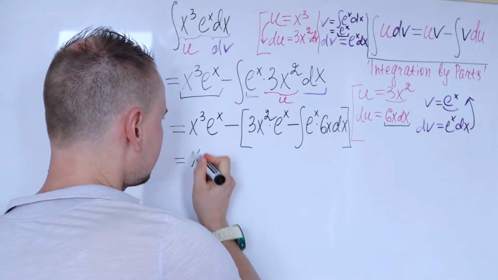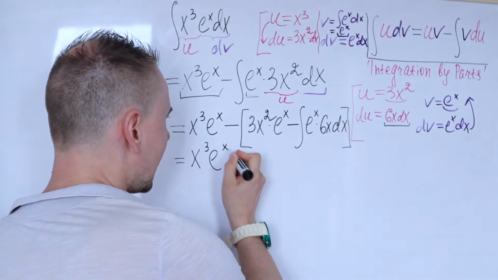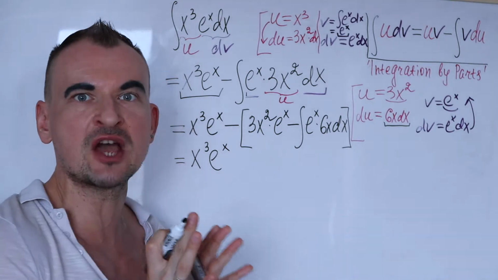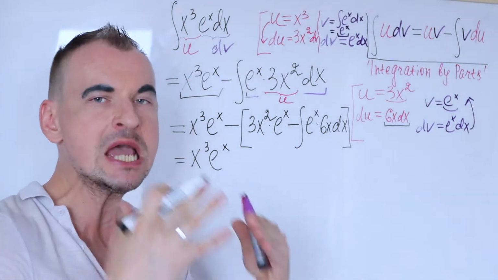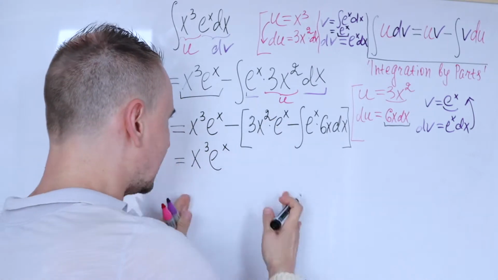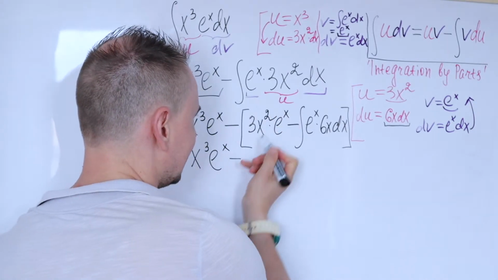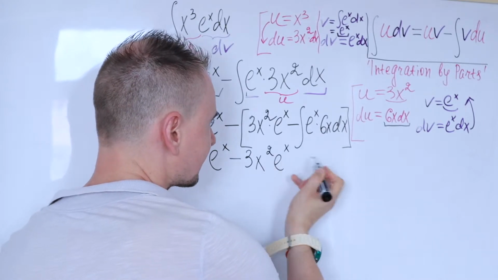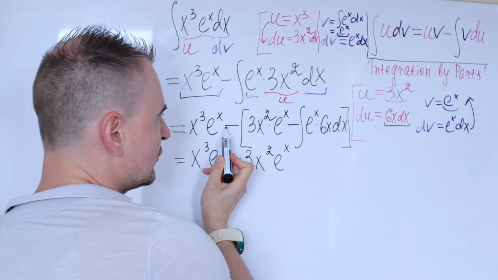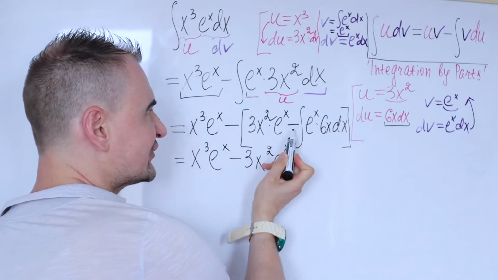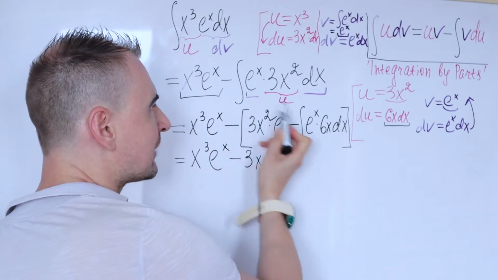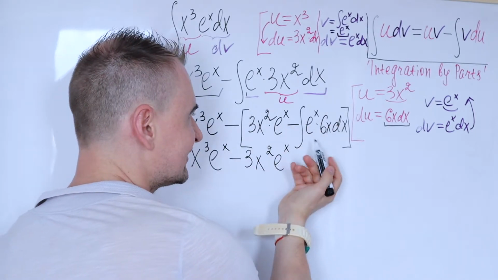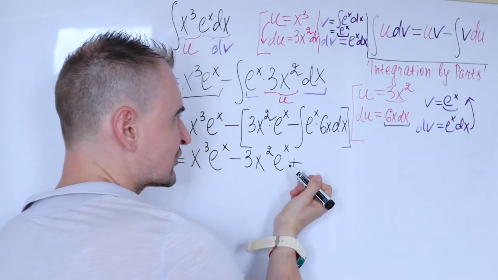So again, at this point, these two pieces are already a part of your solution. So carry it on, just drop it down. So minus 3x squared e to the x. And since you have a negative in front of the parentheses, this negative applies and distributes to both terms inside. So this integral becomes positive overall, so plus.